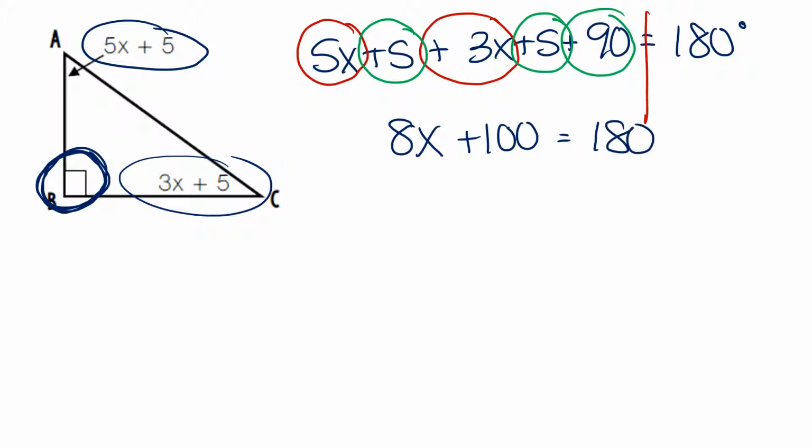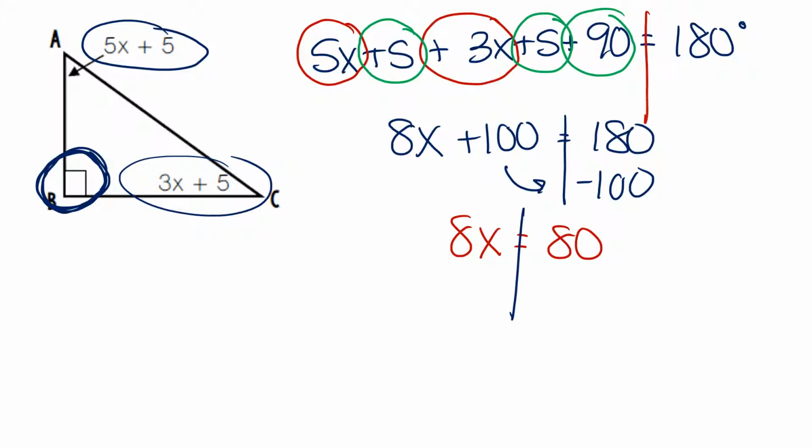Still combining like terms, 100 and 180 are on opposite sides, so we do the opposite operation. We subtract. 180 minus 100 is going to give us 80. Our last step is to divide. The 8 and the x side by side means multiply. We do the opposite, we divide. X equals 10. We have to take that answer and plug it back into each equation.